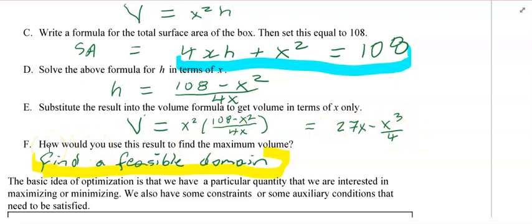F. How do we use this result to find the maximum volume? Well, first of all, you want to find a feasible domain, and then afterwards you want to set the derivative of V with respect to x equal to 0, and then solve for x. Okay? So that is how you would use the result to find the maximum volume.